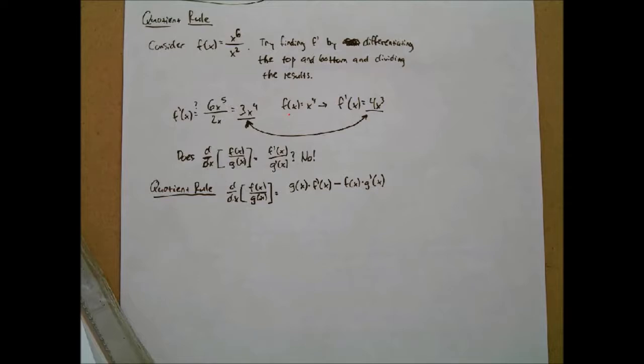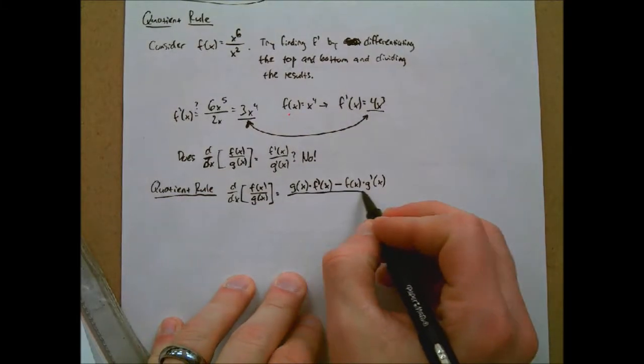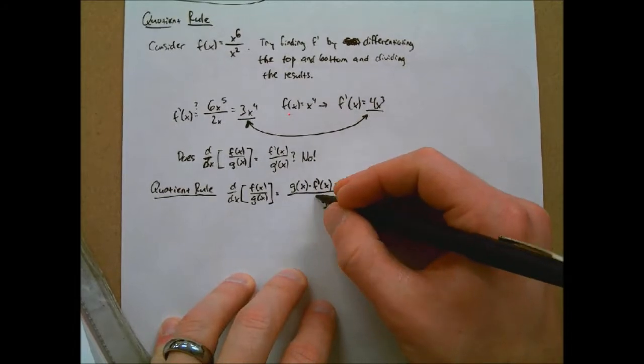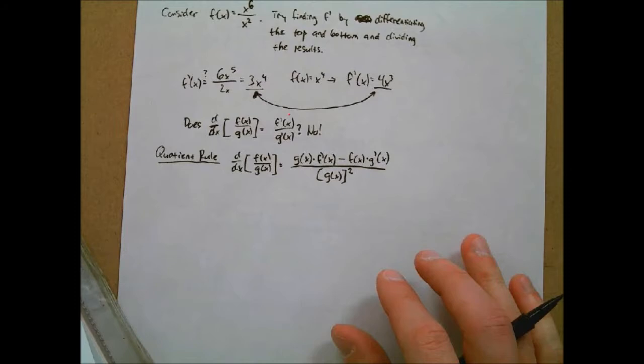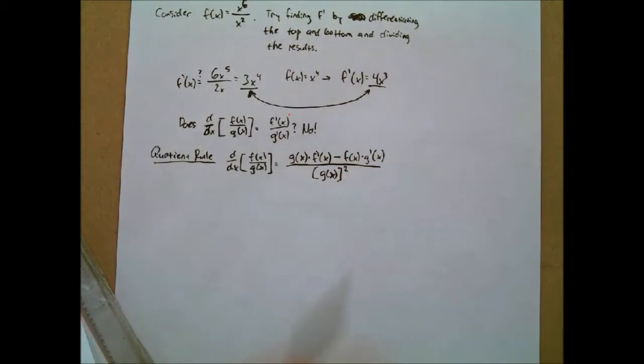We're not done yet, though. All over the bottom squared. And there's where it's a little bit different. And so this is a little bit trickier formula to memorize.